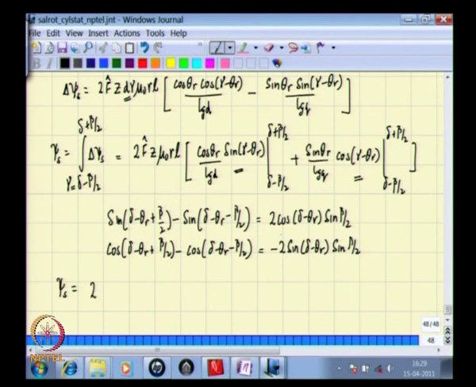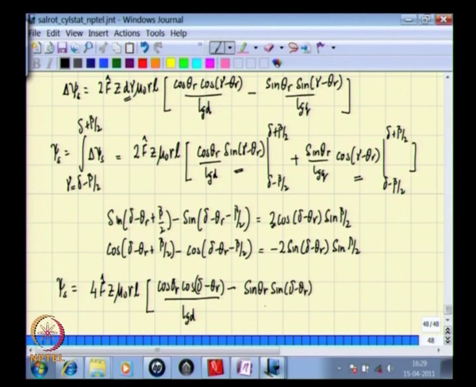as 2 times, we take this 2 also outside, which means this becomes 4 times f hat z mu naught r into L, multiplied by cos theta r cos of delta minus theta r divided by Lgd, minus sin theta r sin of delta minus theta r divided by Lgq, multiplied by sin of beta by 2.